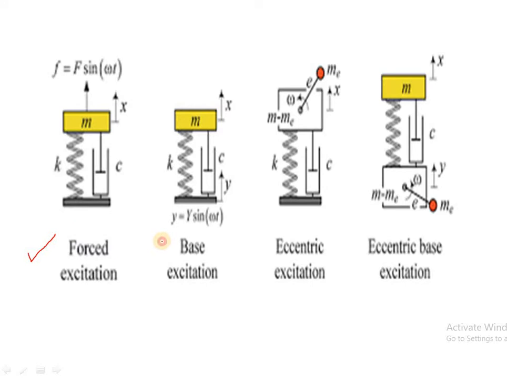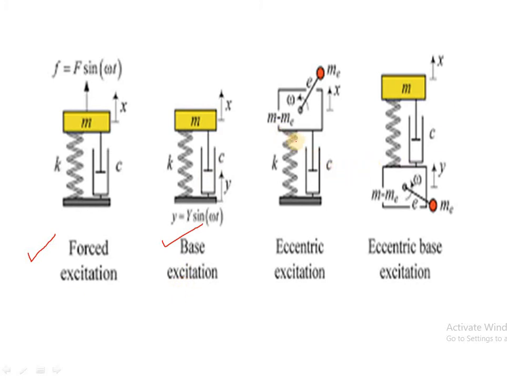Now second is base excitation. The example of this is a car on a rough road. Suppose spring, mass and damper, this is nothing but your car which is passing over the rough road. When this car is passing over the rough road, the excitation force is generated from the base and hence the system vibrates. Such type of vibration again comes under forced vibration due to base excitation.